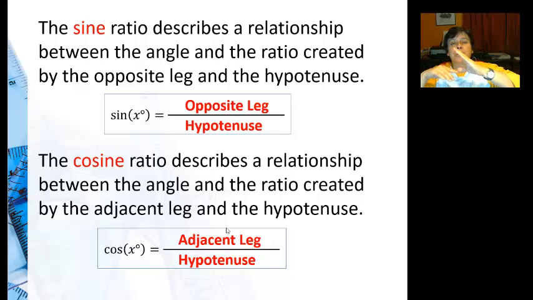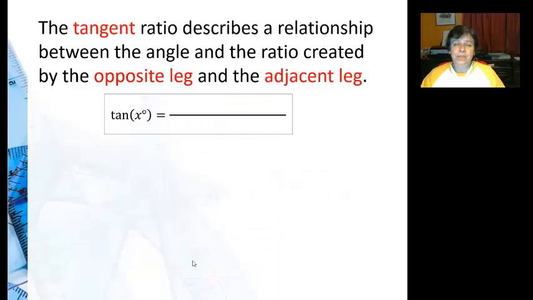All right? Usually what really helps is to draw an arrow from the angle to the opposite leg, so you always know which one's the opposite and the other one's the adjacent, and the hypotenuse is the longest side. And the hypotenuse is opposite the 90-degree angle. Okay? The tangent ratio is also similar, and it's the ratio just between the opposite leg and the adjacent leg.